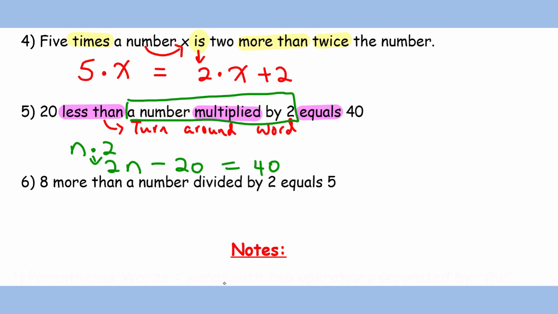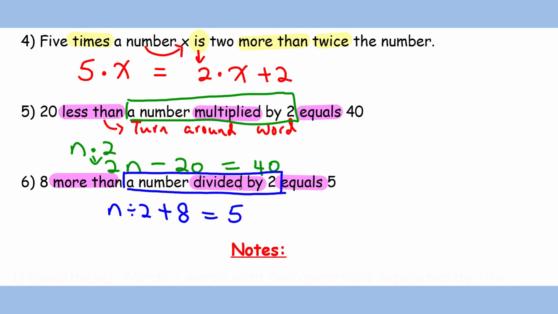The last one, 8 more than a number divided by 2 equals 5. So once again, we have another turnaround word, meaning that we will have to write the second part after the turnaround word first, which starts from here all the way before the word equal. So a number divided by 2 will be translated into n divided by 2. And 8 more means I'm going to add 8 more to this, so the number sentence is n divided by 2 plus 8 equals 5.